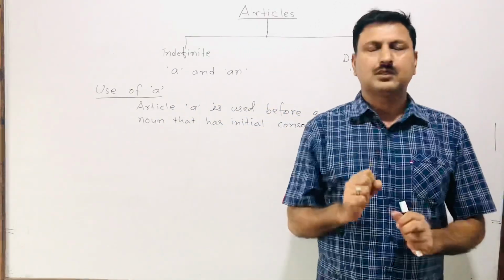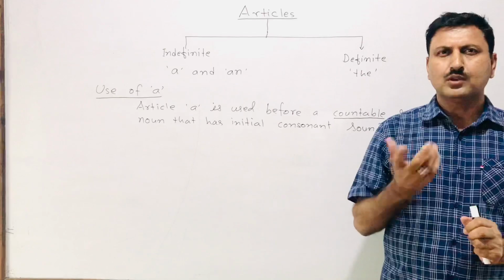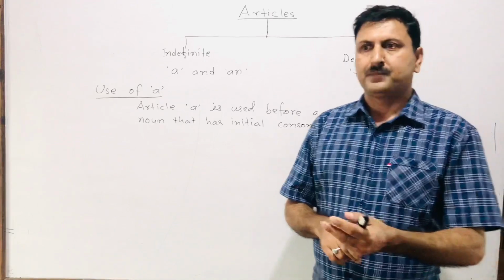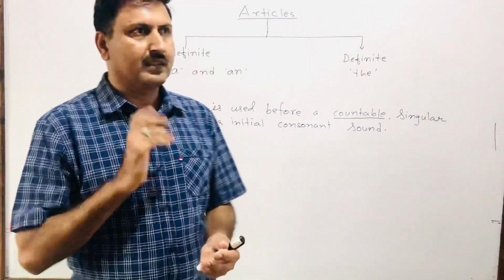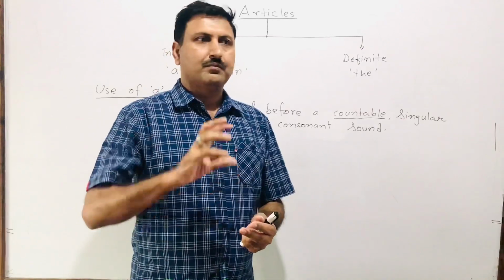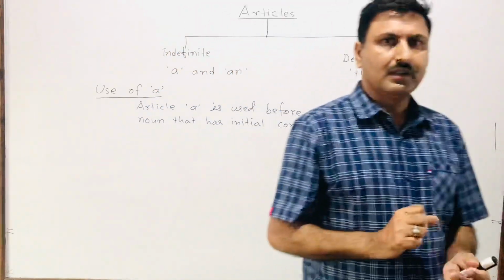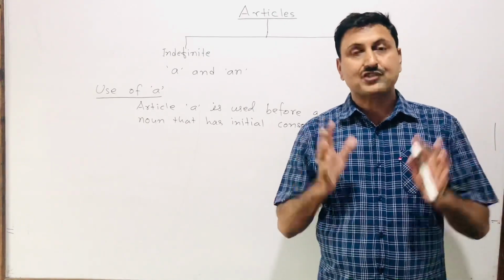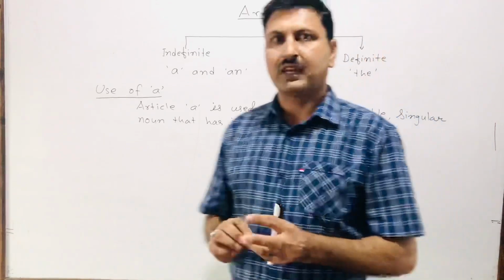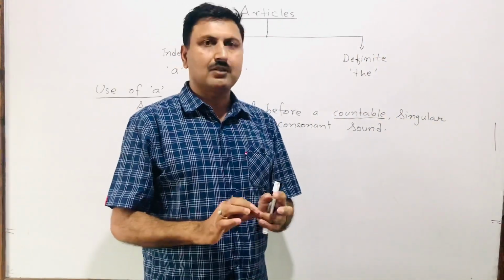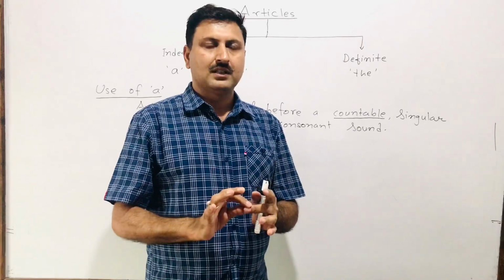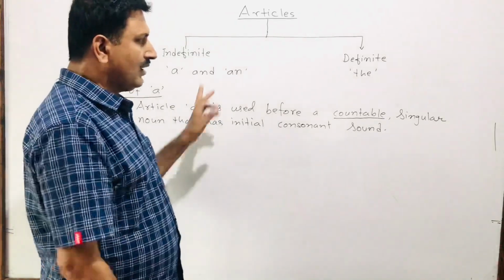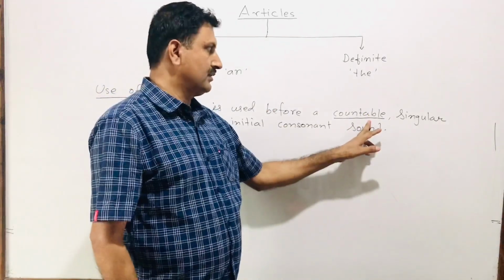If you cannot count the noun, that is uncountable. For example, water. 1 water, 2 waters, we can never say. Similarly, rice, we cannot count. Oil, fuel, these things cannot be counted. Similarly, abstract nouns: love cannot be counted. Happiness cannot be counted, sadness cannot be counted. So be sure we use article A only before countable noun.